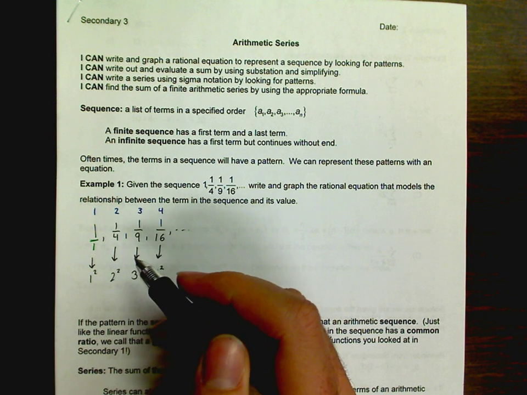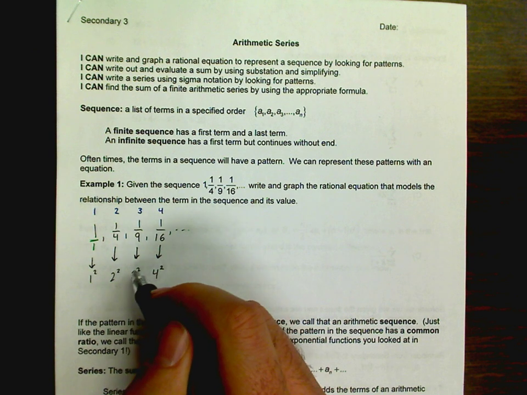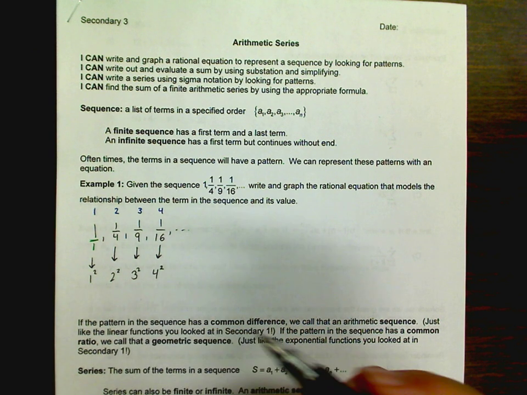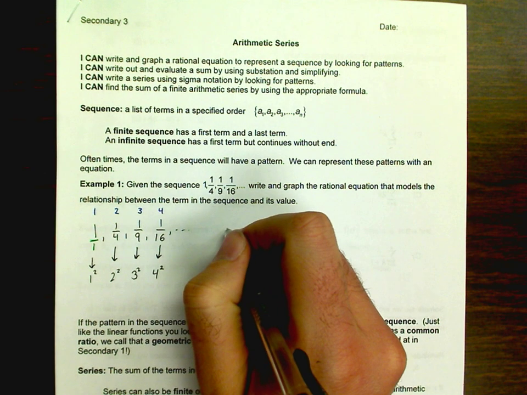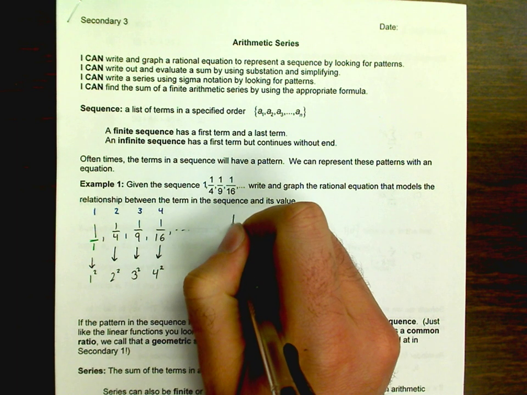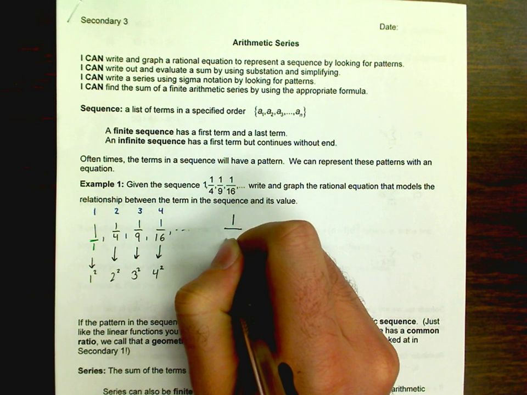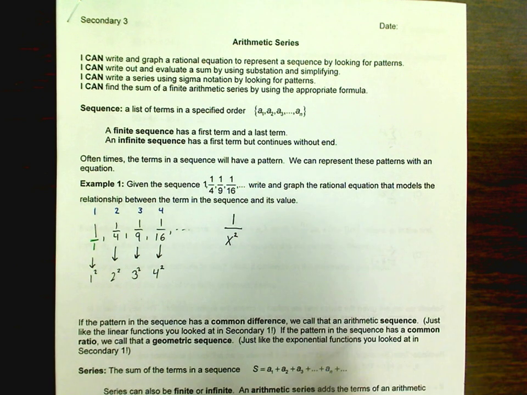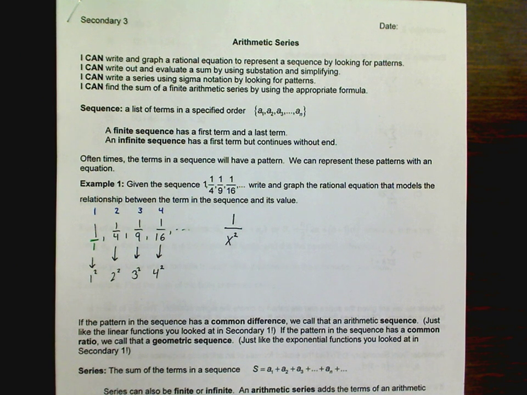So let's replace, since we want to talk about any position, let's replace the position with just an x. Okay? And since the numerator is always constant at 1, I know I can do a function of 1 over x squared, where x is the position.